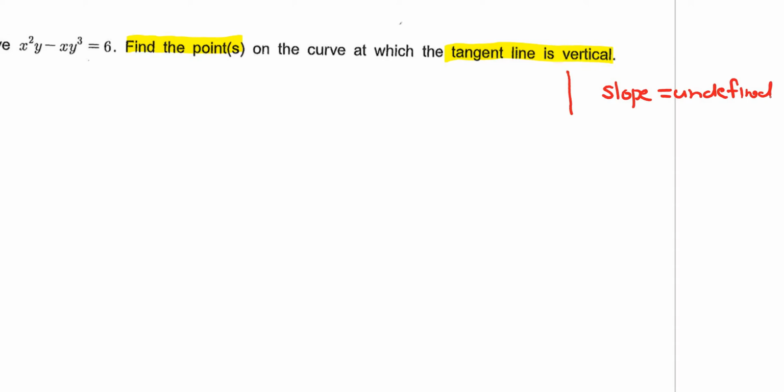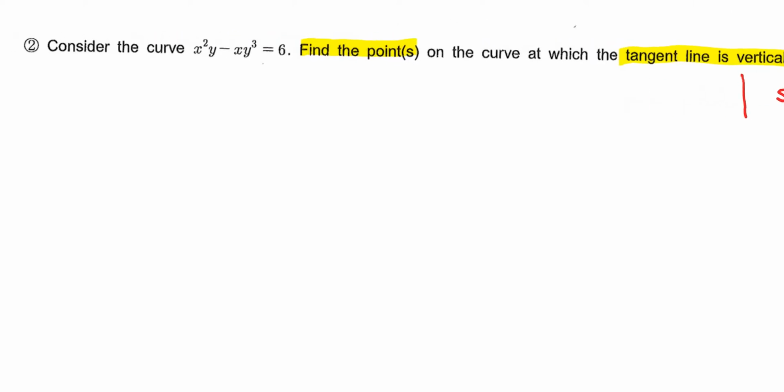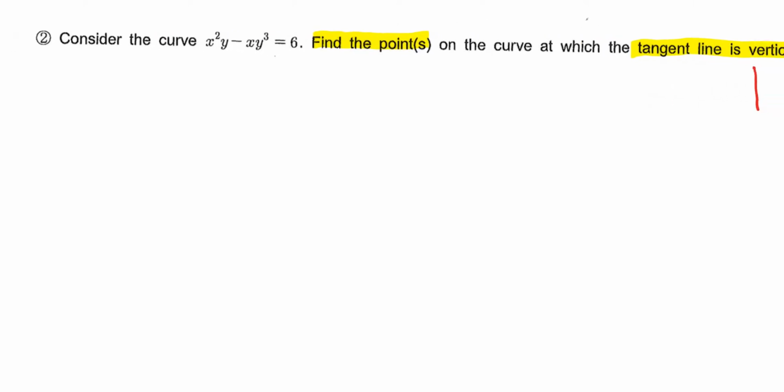Alright, so eventually I need to take my derivative, and I need to think about a situation where my derivative is undefined. Okay, so let's go ahead and take the derivative of this particular question, and let's figure out how we can find the points where the function has a vertical tangent line.